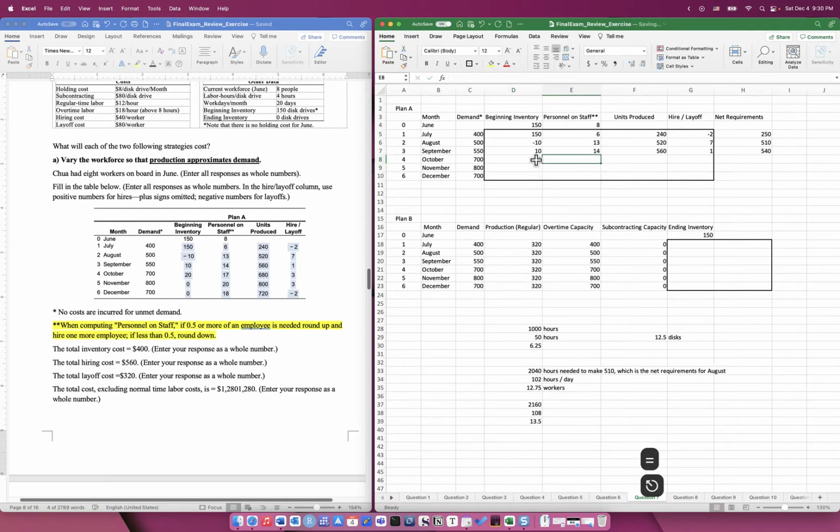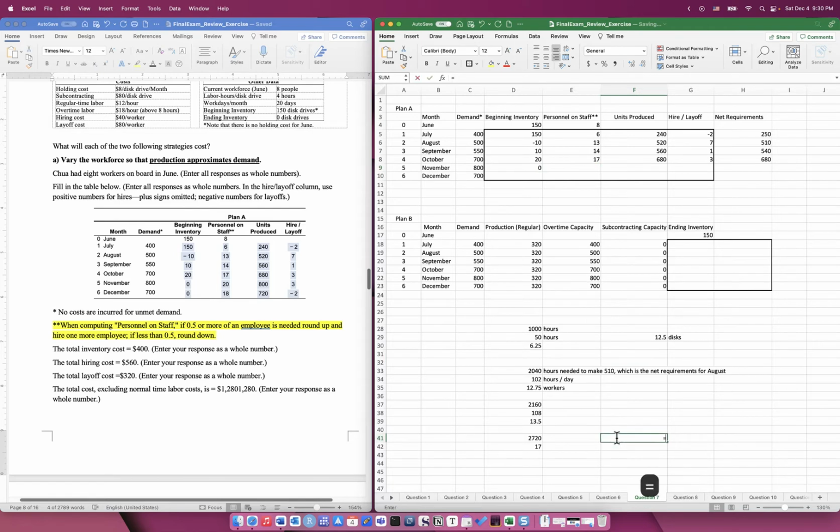That makes your net requirement 680. Let's do the same process. I should have done it right next to it, but you get the idea. So we need 17 people. We need exactly 17 people here, exactly 680, which is good. You're hiring 3 more people, and you're beginning with a 0.